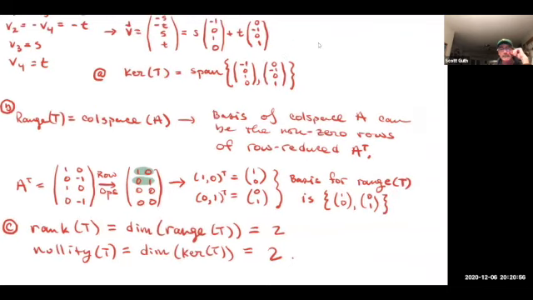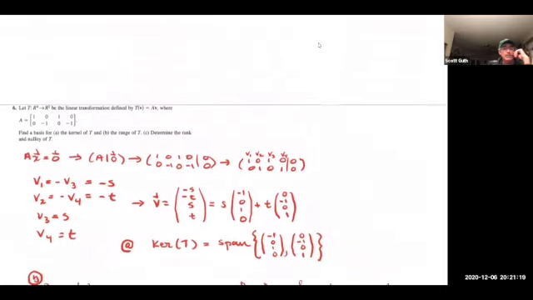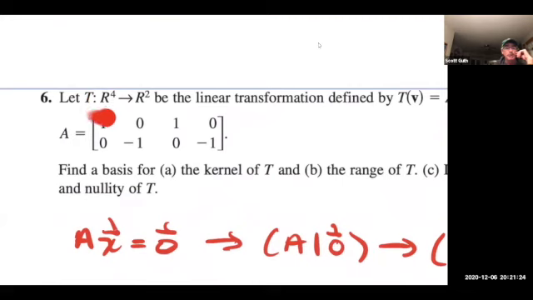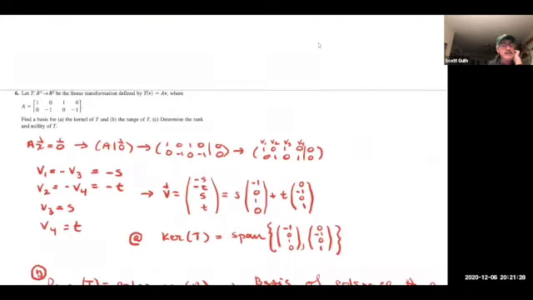Okay, and then finally, the rank is the dimension of the range. And so the range was two-dimensional with a basis of two vectors. The nullity was the dimension of the kernel of T, and the kernel was two-dimensional. So the rank and the nullity are both 2. When you add those up, you get 4, which is the dimension of the space we're mapping from, R4. So those have to add up to 4. Okay, so that's 6.